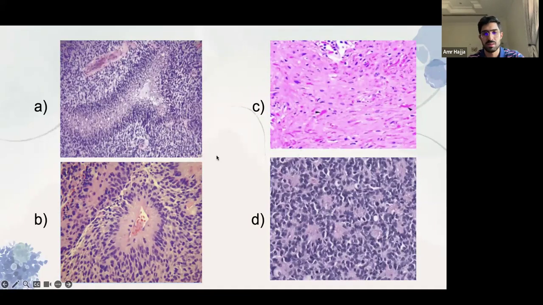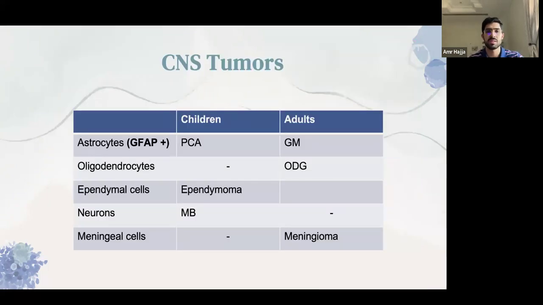So I'm gonna explain every type of tumor, and then I'll go back to the question and explain it once again. So here we have the CNS tumors. It's important to differentiate between the children's tumors and the adults' tumors before studying each type of tumor. Other than that, we need to know what cells these tumors are arising from. So we have the astrocytes, the oligodendrocytes, the ependymal cells, the neurons and the meningeal cells. Then we have children and adults.